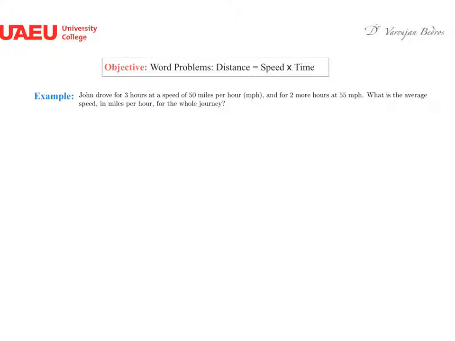In this second part of the example, John drove the same distance, but this time we want to find the average speed in miles per hour for the whole journey. Now, we already know that speed is distance over time. So how do we find the average speed then?